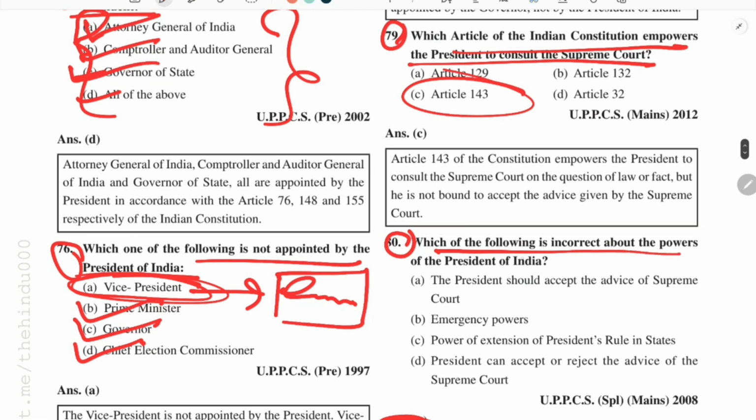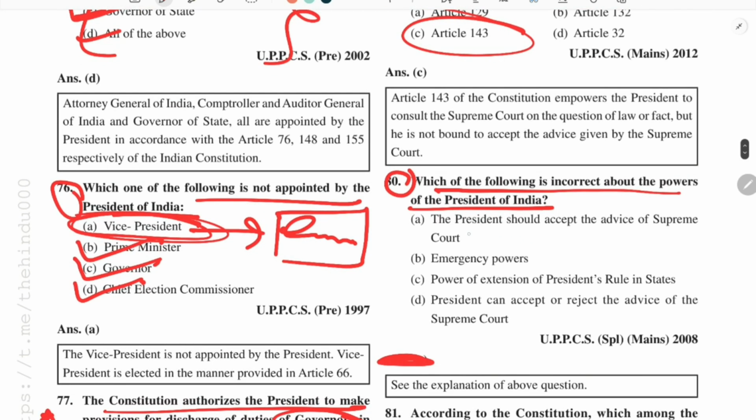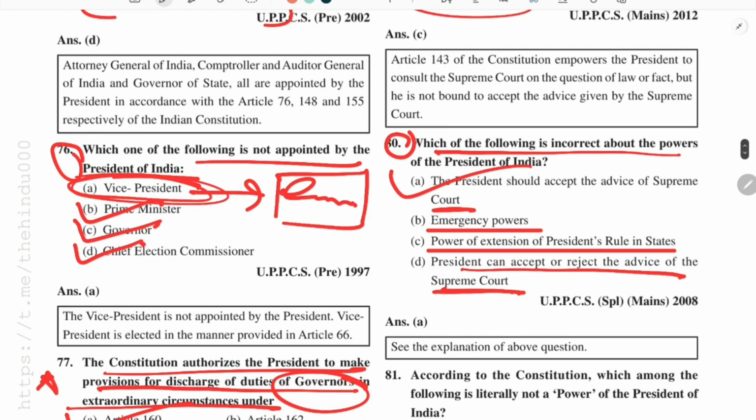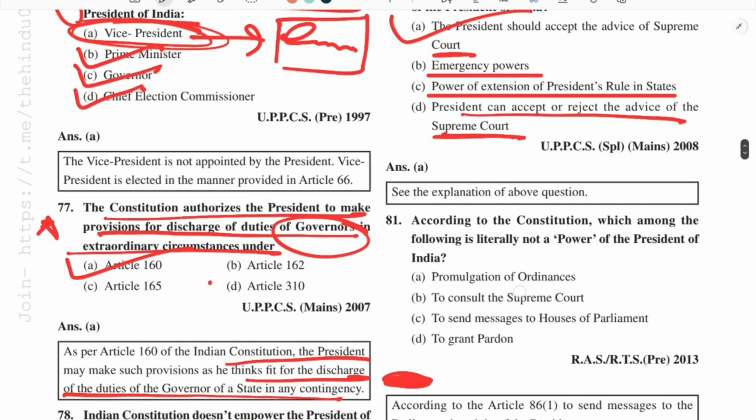So the next question is, which of the following is incorrect about the power of the President of India? President should accept the advice of Supreme Court. Emergency power. Power of extension of President rule in the state. President can accept or reject advice of Supreme Court. So which is incorrect? I think A is incorrect, because under Article 143, which is the advisory jurisdiction of the Supreme Court, no advice is binding on the President. So the answer must be A, because the advice is not binding on the President when the President takes advice from the Supreme Court on any constitutional matter. So you can remember that, and we will read about this in more detail in the chapter of the Supreme Court.